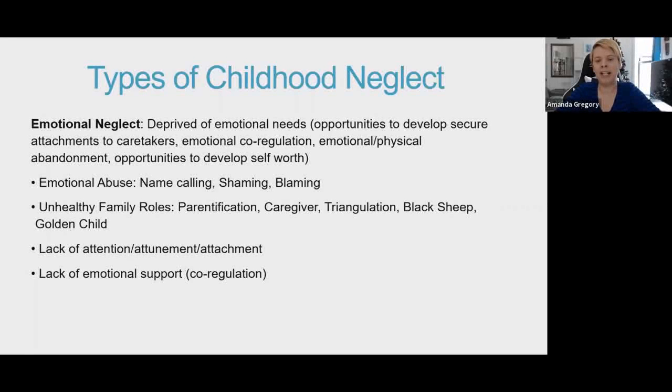Now, here's one you may not hear a lot about. When a child has the label or the experience of the golden child. This was me. I've made straight A's since I was in second grade. I took care of my mother. I took care of my younger brother. I was the golden child. I can do no wrong. And that was severely damaging.